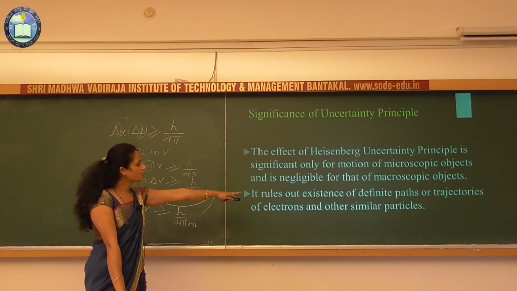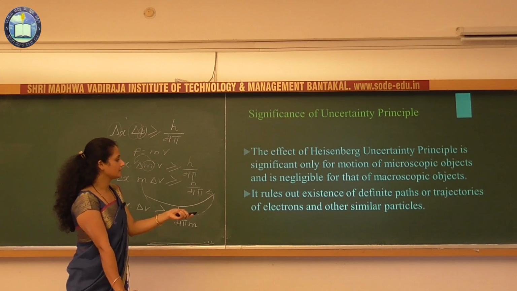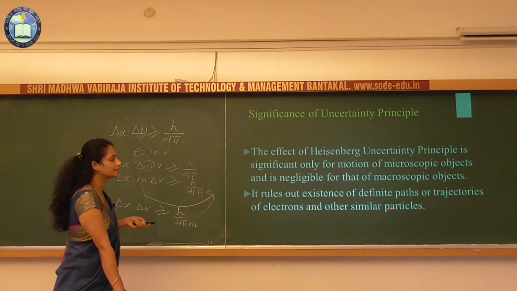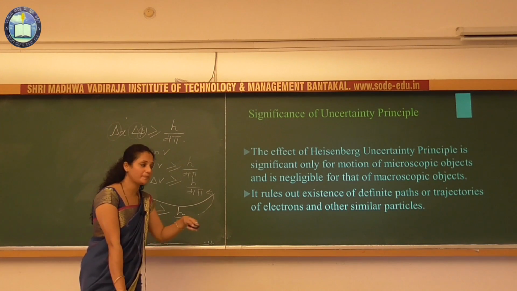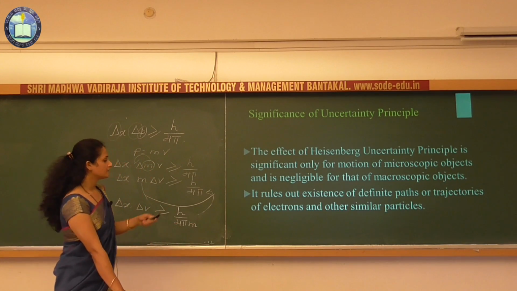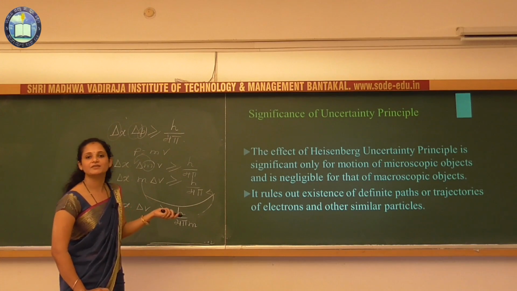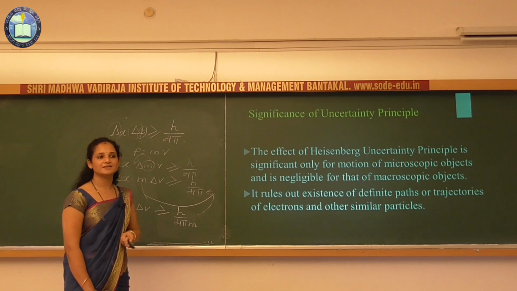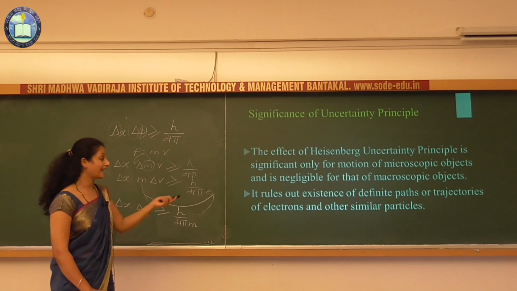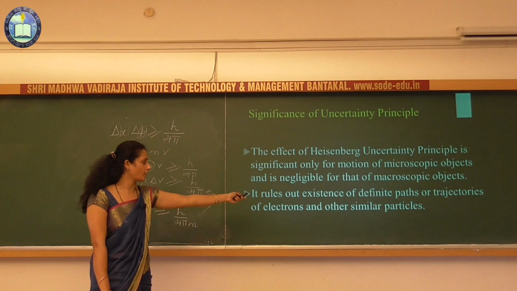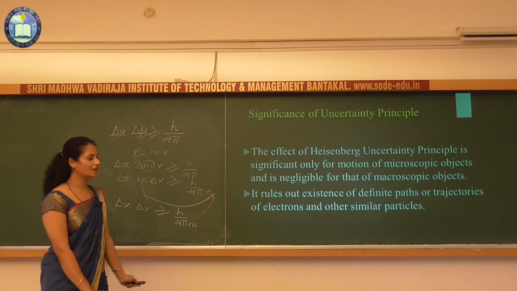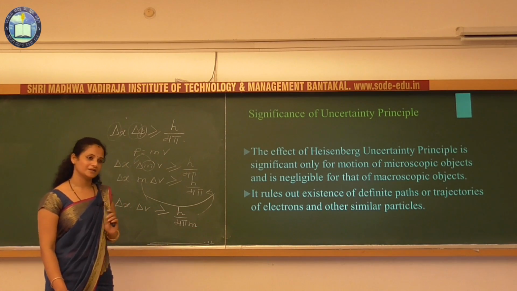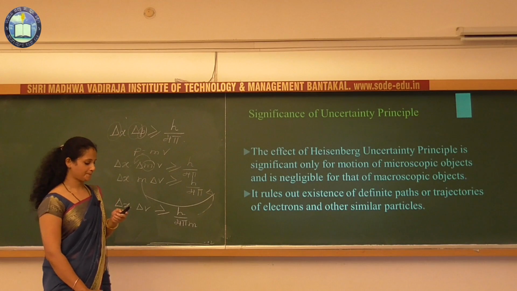Then it rules out the existence of definite paths or trajectories of electrons and other similar particles. If there is a definite path for the movement of that particle, the determination of velocity as well as position will be done easily. So Heisenberg's uncertainty principle rules out, please make a note of this point, the existence of definite paths or trajectories for electrons and other smaller subatomic particles.